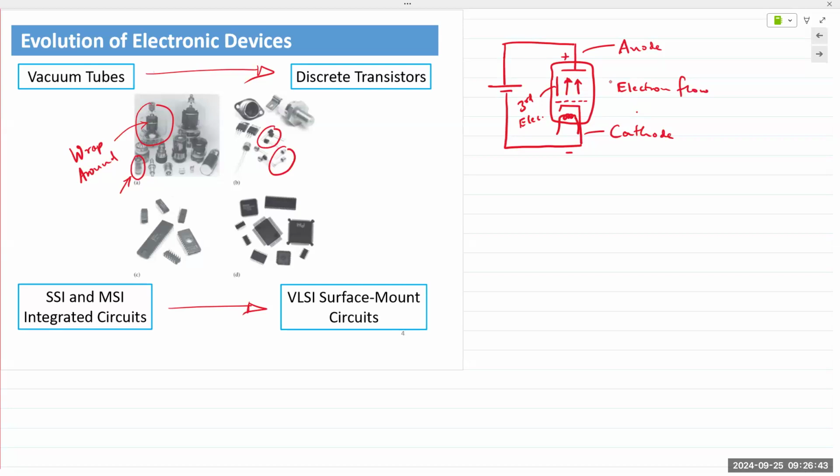From discrete transistors, we went to integrated circuits, meaning you take a large number of components and you integrate them onto one single piece of silicon die. So you're integrating a large number of components on one single chip, hence the name integrated circuit, IC. The SSI and the MSI stand for small scale integration, medium scale integration, and then you have VLSI, very large scale. So you have SSI, MSI, LSI, and then VLSI.